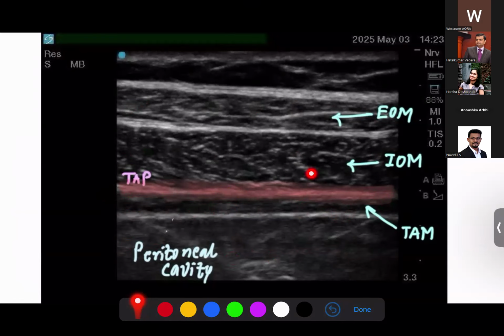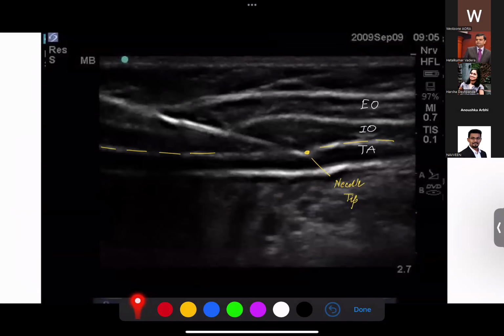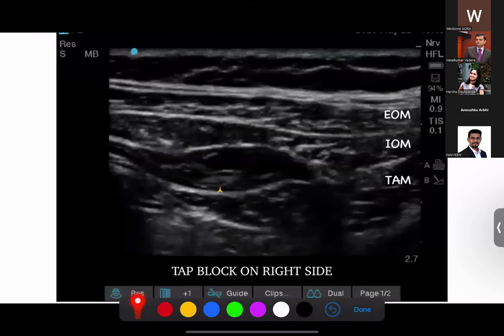Usually the internal oblique is the thickest and fleshy muscle, and the transversus abdominis is the thinnest and the most hypoechoic muscle. This is the image showing the needle entry. The needle point is between the internal oblique and the transversus abdominis.